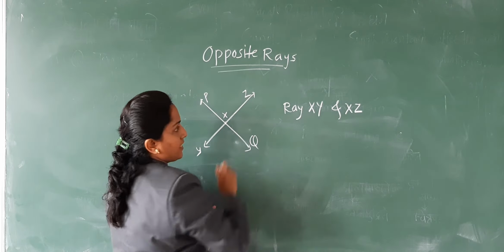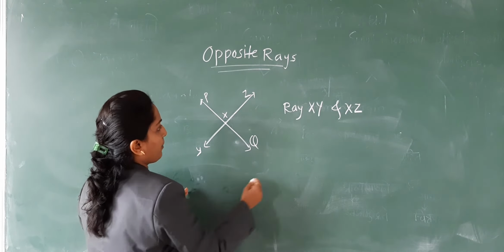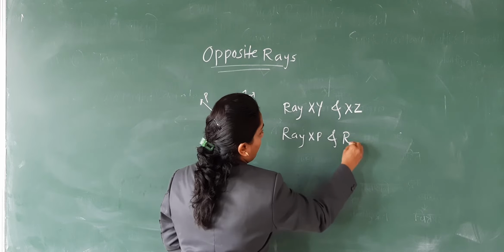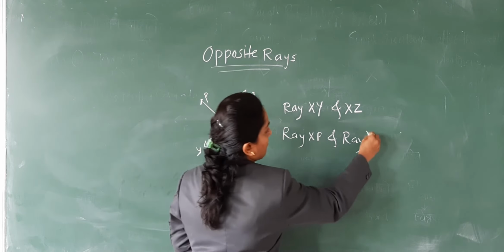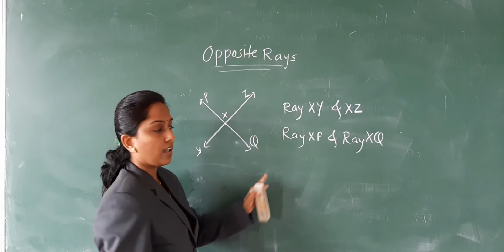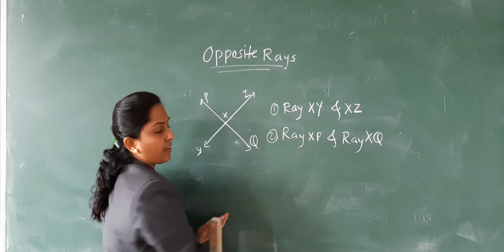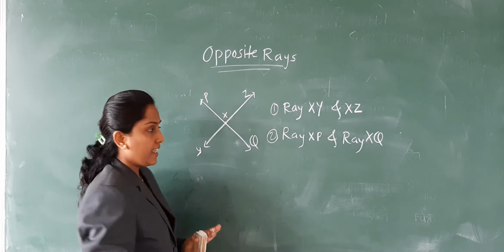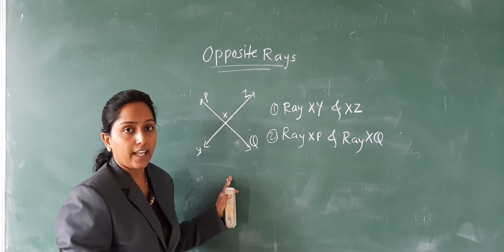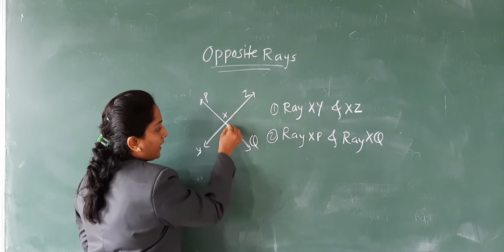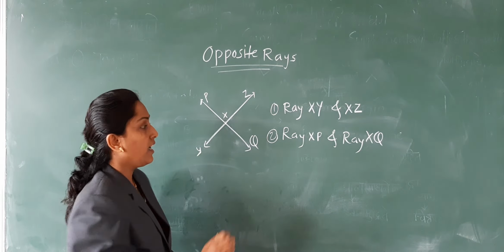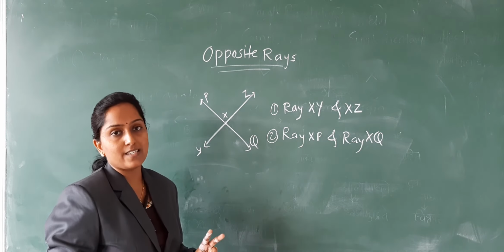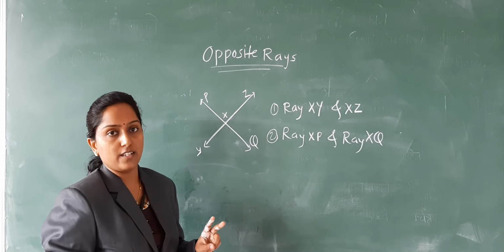Ray XY and XZ is the first pair of opposite rays, and the second pair is ray XP and ray XQ, another pair of opposite rays. But XQ and XZ are not opposite rays. Yes, there is one common origin, I agree, but they are not making a straight line. That's why these two rays are not opposite rays. When both conditions are satisfied, only then are the given two rays opposite rays.